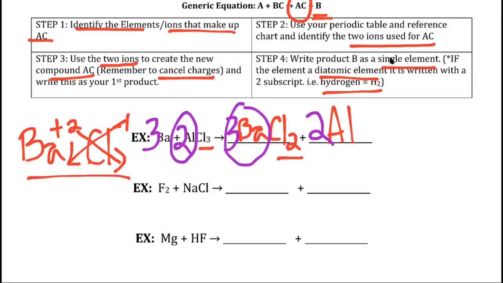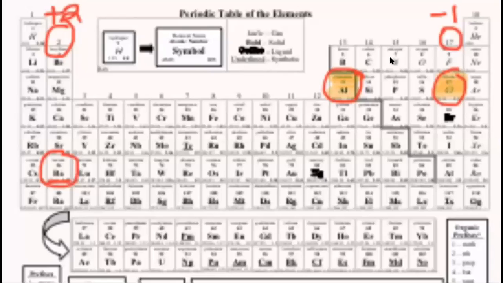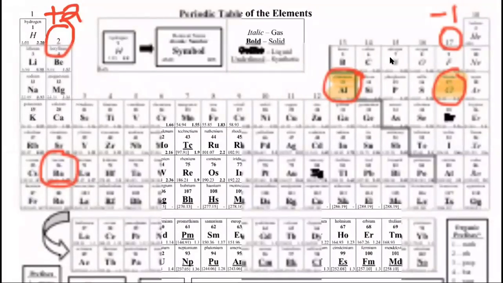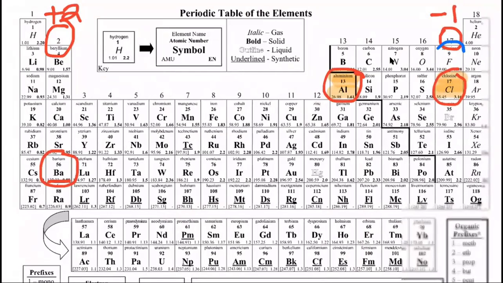So on number 2, I'm going to change colors really quick. On number 2, here's our single element. It's by itself. Is that single element a metal or a non-metal? So it's F. So if I go back to my periodic table, F is a non-metal. It's over here. It's fluorine. It's in group 17 over here.